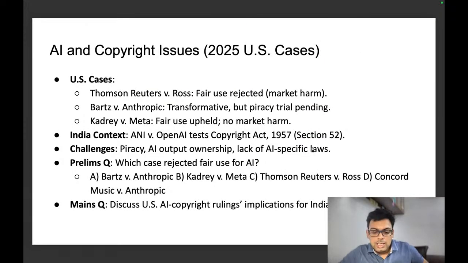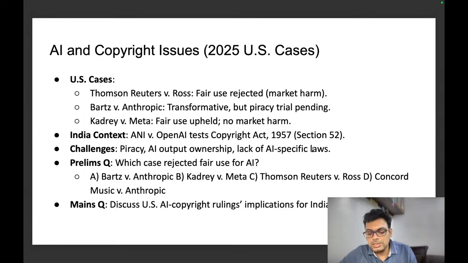So it's a US case, Thomson Reuters versus Ross Intelligence, where fair use was rejected and Ross AI competed with Westlaw, causing market harm. There was another case, that is Bartz versus Anthropic. In this case, it was held that AI training on books is transformative, but piracy faces trial. Then in US they have this fair use doctrine, which is applicable under US Copyright Act section 107. It considers purpose, then nature, then amount used, and then market effect.